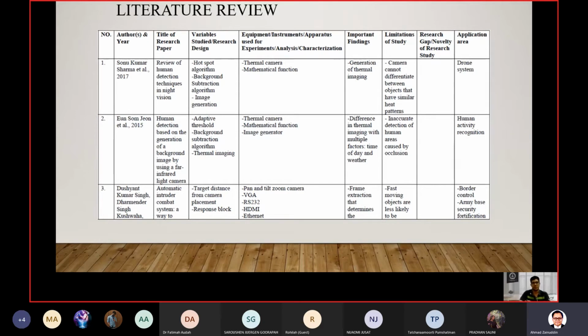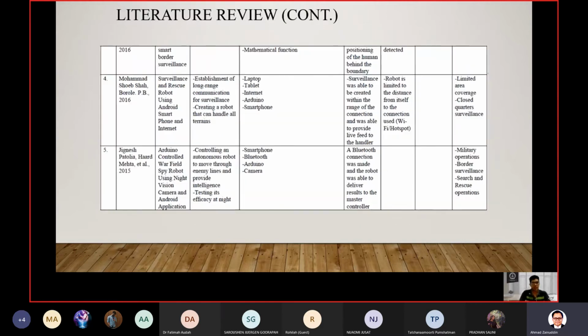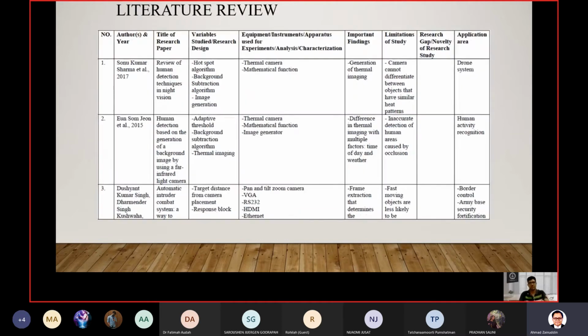And also the way an intruder combat system can be created based on surveillance, as well as a smart border surveillance to prevent fence jumpers. And then there's also a surveillance and rescue robot using Arduino, a smartphone and the internet, and also an Arduino-controlled warfield spy robot using a night vision camera and an Android application. So these were the variables studied as well as the research design, and then the equipment, the findings that were found, and the possible limitations.